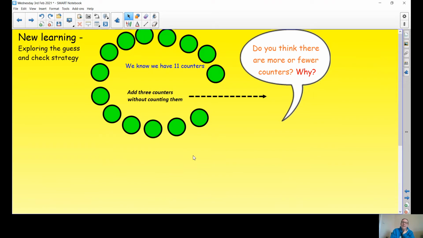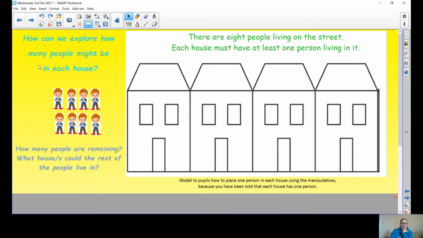So we had 11 and I added 3. So how many are there now? If you need to count them, that's fine, or you could count on from 11 like we were doing last week. So put 11 in your head and 3 more. 12, 13, 14. Well done, so 11 and 3 more is equal to 14.